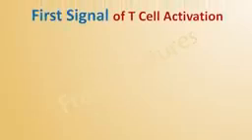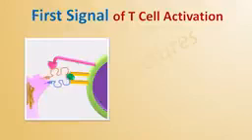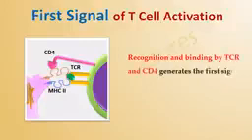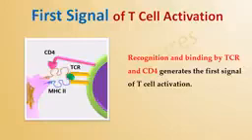First signal of T cell activation. Here you can see that the TCR recognizes and binds the antigen and the CD4 coreceptor binds the MHC2 molecule. This recognition and binding by TCR and CD4 generates the first signal of T cell activation. For full T cell activation, a second signal is required.